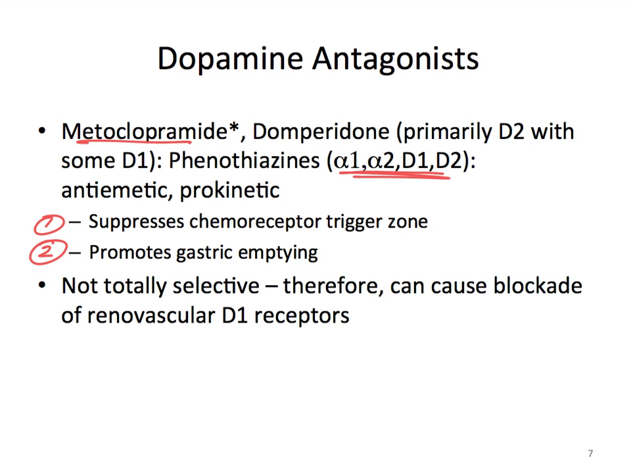Keep in mind that it's not a totally selective antagonist, and as a result, we sometimes run into the situation clinically where we might have an animal with renal failure, where we're really concerned about the renal function, and by blocking the renovascular dopamine 1 receptors, we have a tendency to possibly lead to the renal blood flow going down farther. So we just have to keep track of all of our receptors, and that's a general message. Keep track of your receptors, and you'll be in good shape.